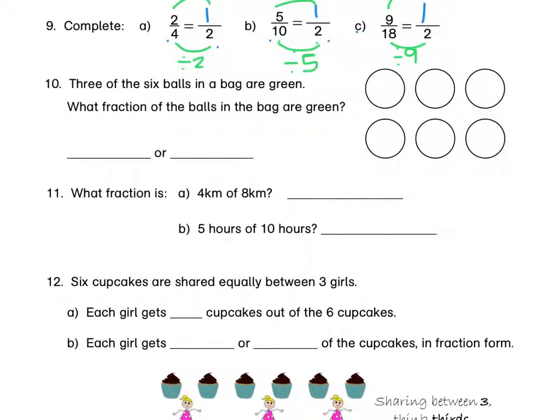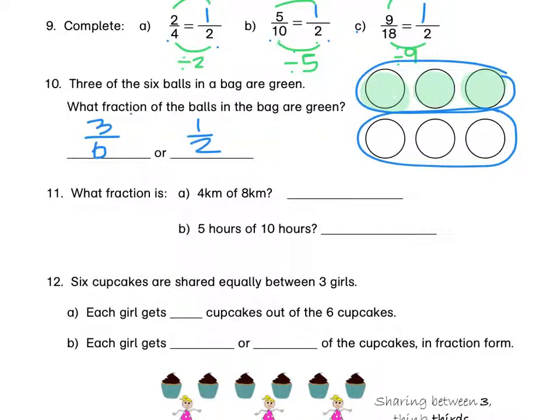It says 3 of 6 balls in a bag are green. So let's picture that 3 of these 6 balls, that one there is green, that one there, and that one there is also green. The question is, what fraction of the balls in the bag are green? So 3 out of the 6 are green, or if we divide top and bottom by 3, in its simplest form, we can see 1/2 of the balls in the bag are green. There's 1/2 and there's the other half. So that is a better answer because it explains it in the simplest way, 1/2 and 1/2.